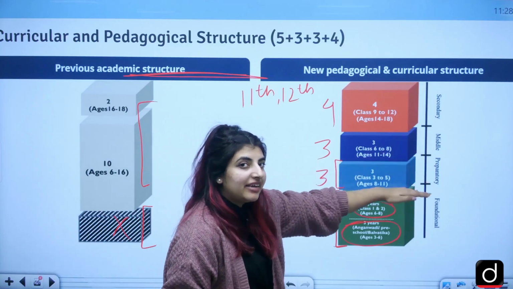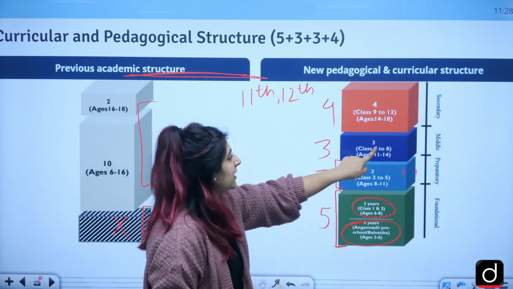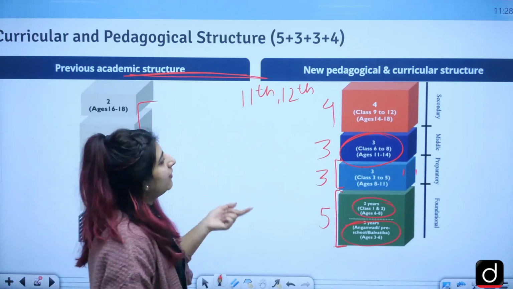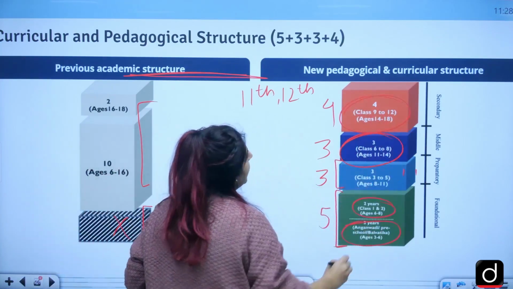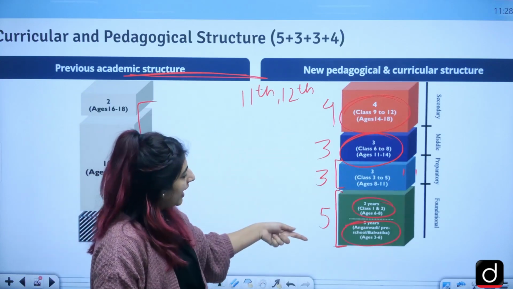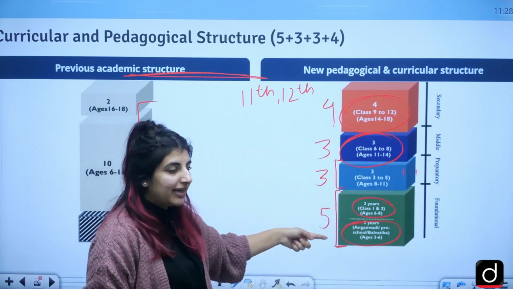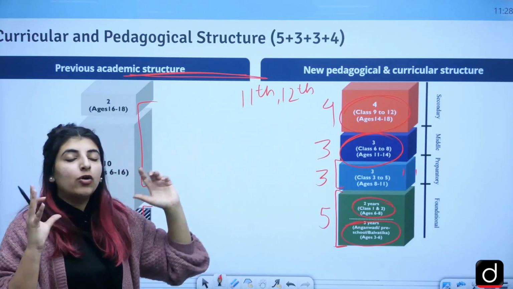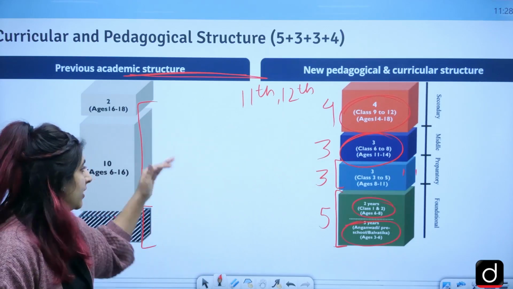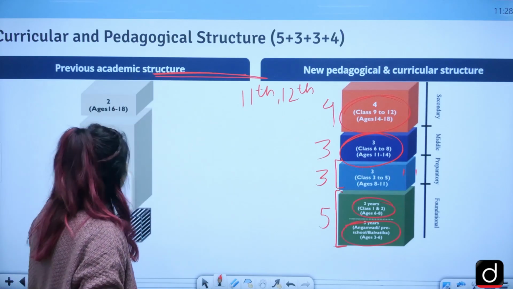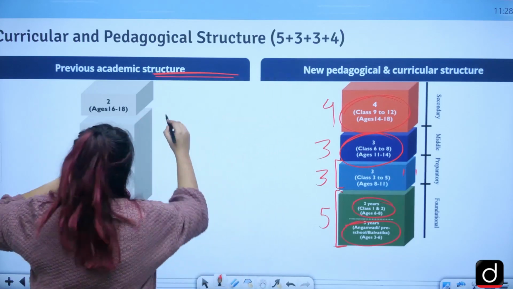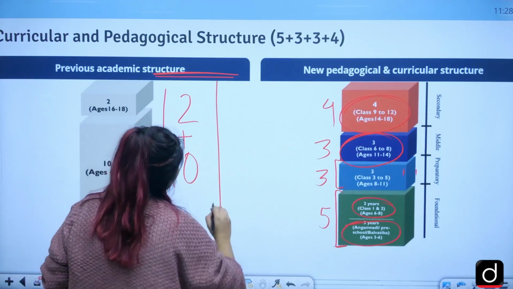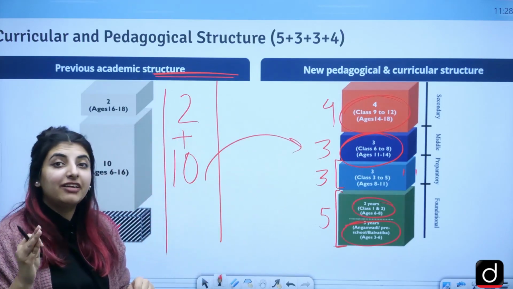That is the preparatory stage. Then we talk about the middle stage, which is class 6 to 8. And then we have the secondary stage, which is class 9 to 12. Correct? So 5, that is 3 plus 2 years, then 3 years, 3 years and 4 years. So I hope this concept is clear: from the old structure of 10 plus 2, we have moved now to the structure of 5, 3, 3, 4.